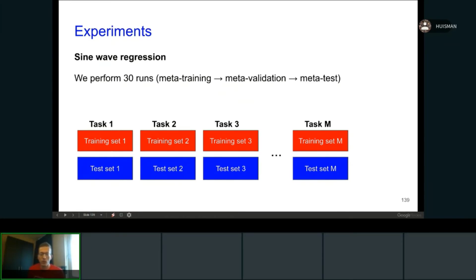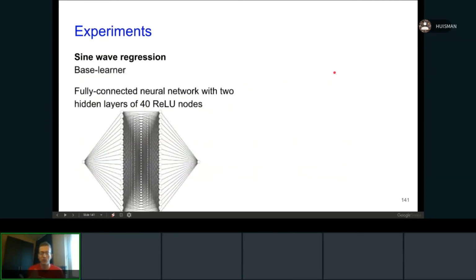Okay, so in total we perform 30 runs per algorithm, where every run consists of meta training, meta validation, and meta testing. And every run we start off with random initial parameters of both the base learner network and the meta network. This allows us to investigate the robustness to the random seed and random initializations. And we average the MSE over these tasks in these 3 stages to get a final performance estimate of these stages.